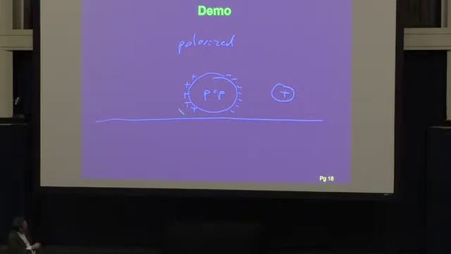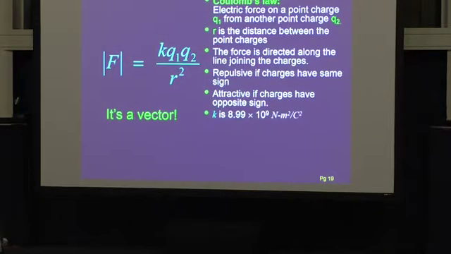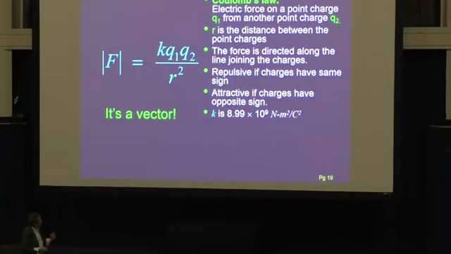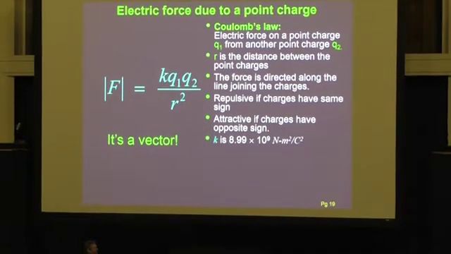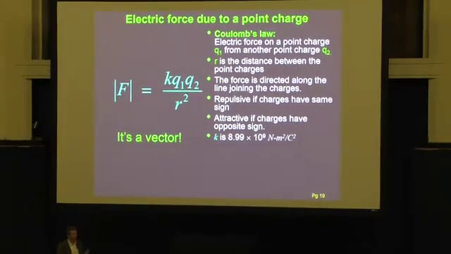And so here this pop can is neutral, but it was still being attracted by my rod. Okay, so let's carry on. Now we'll get into some a little bit more mathematical stuff here. This is Coulomb's law. This is the mathematical version of what we've been dealing with, all right?